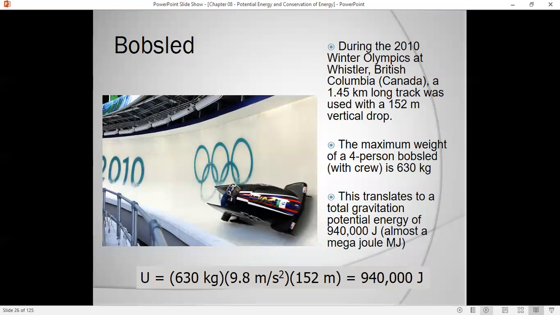During the 2010 Winter Olympics in Whistler, the 1.45 kilometer long track had a vertical drop of 152 meters. Okay. Now the maximum weight that you could have for this, should be maximum mass, is 630 kilograms. And look how much energy this translates to. Remember that wrecking ball that had almost 1,000,000 joules of energy? This is pretty close to that too. So 1,000,000 joules of potential energy are going to be converted into work due to friction and also kinetic energy. All that potential energy.